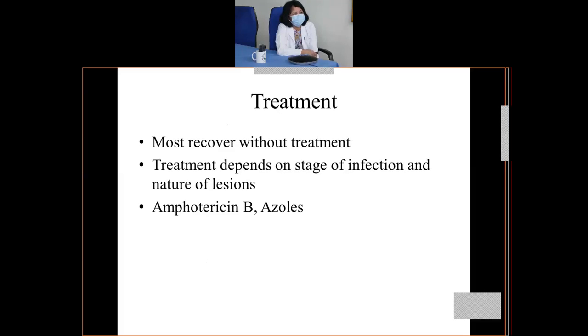Treatment: most of them recover without treatment, but it depends upon the stage of infection. The treatment will depend on the stage of infection and the nature of the lesion. So if at all they have to be given antifungal therapy, the choice is amphotericin B and the azoles, like fluconazole, miconazole, etc.